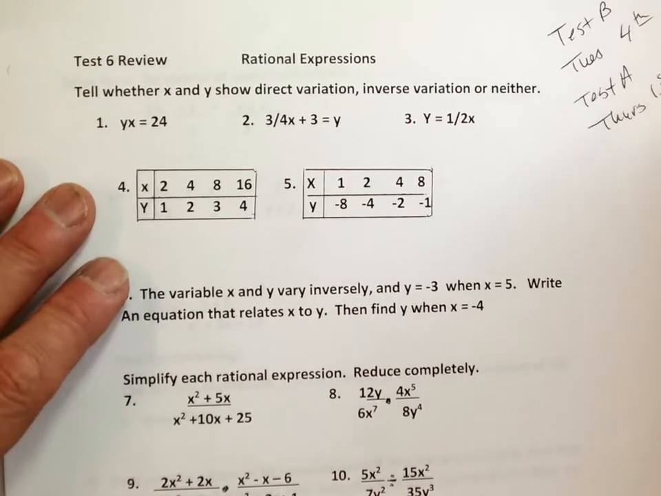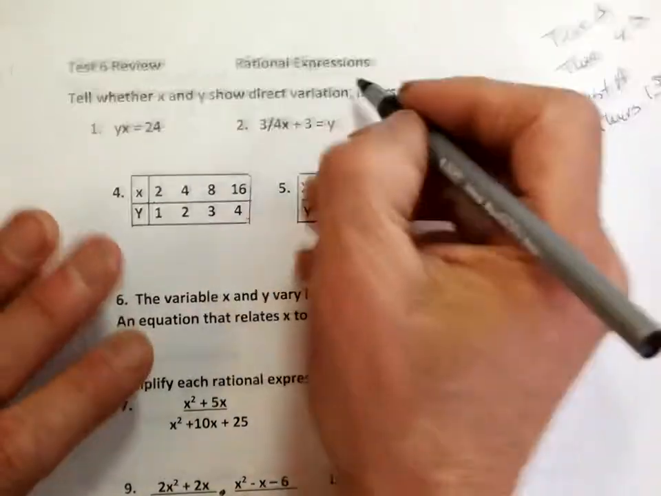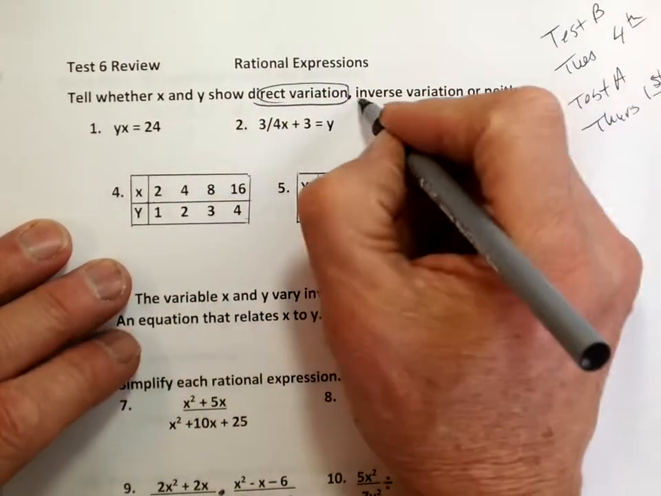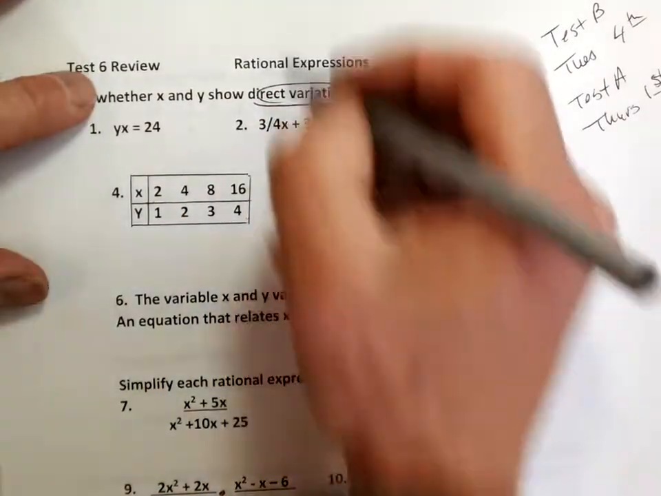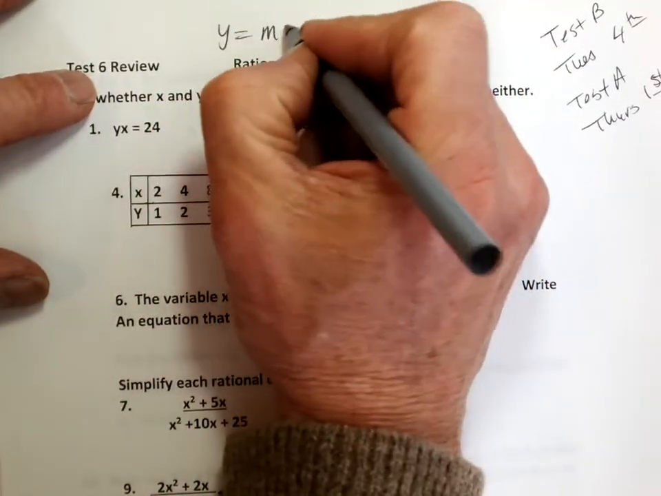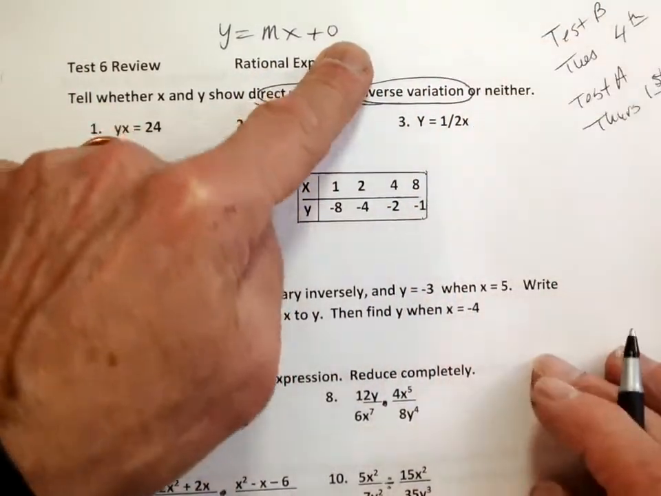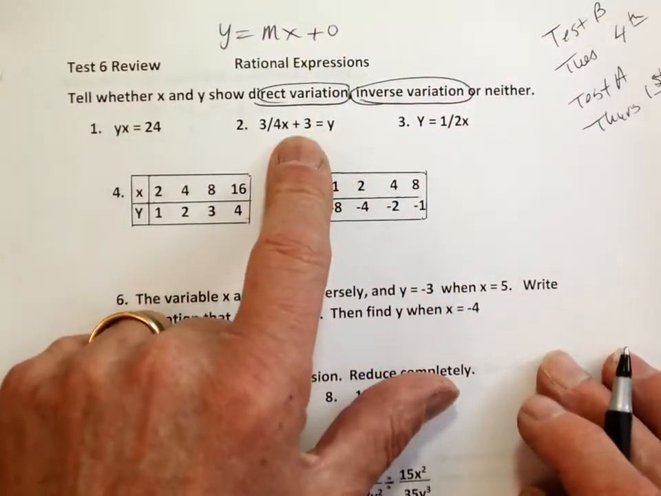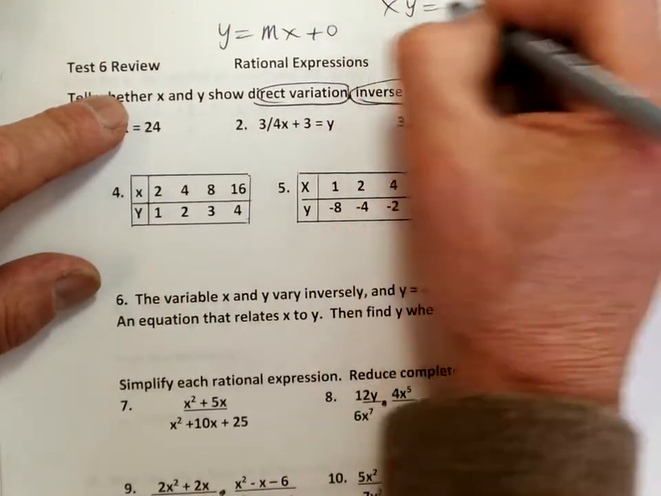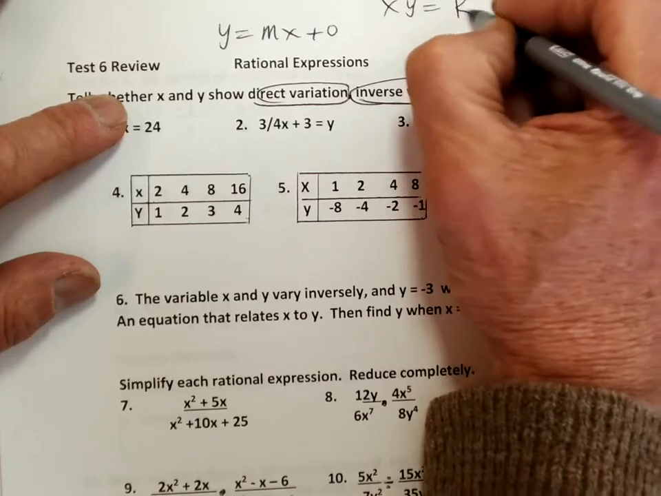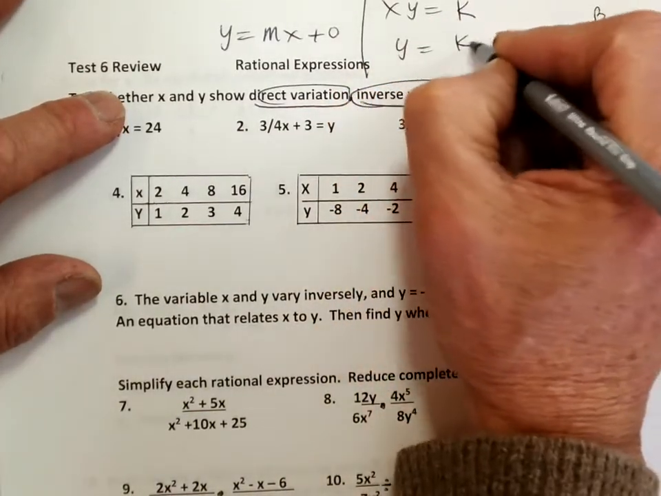Okay, so let's take a look at this review. Before I do anything, we're going to go back and see if we remember what direct variation and inverse variation is. Direct variation is like a line, y equals mx plus 0. It goes through the origin. If it doesn't go through the origin, like this one, it's going to be none. Inverse variation is just some x times y equals some number. Another version of that is y equals some number divided by x.